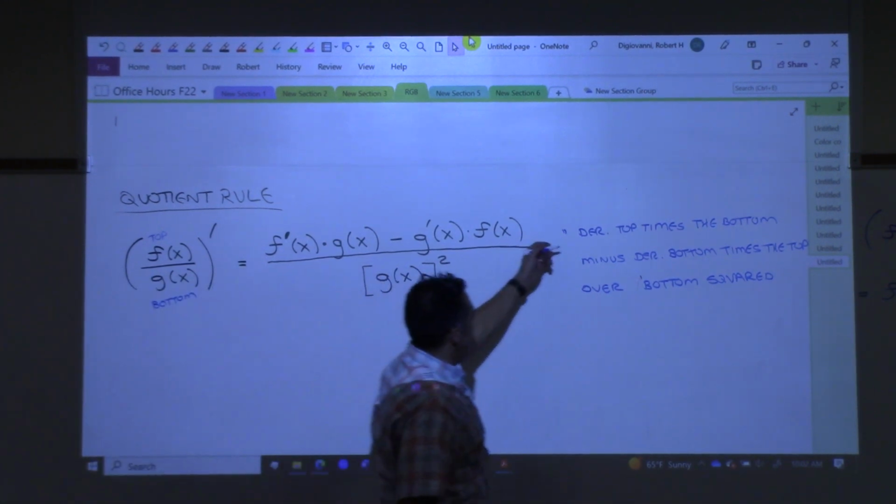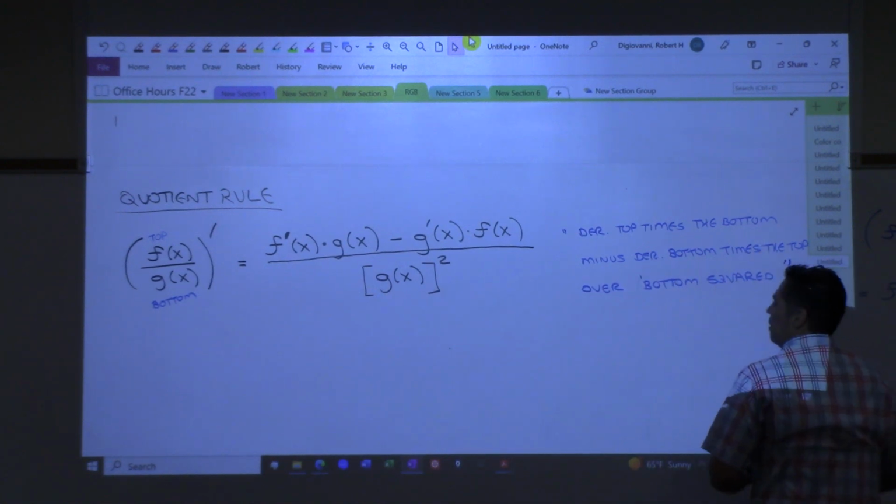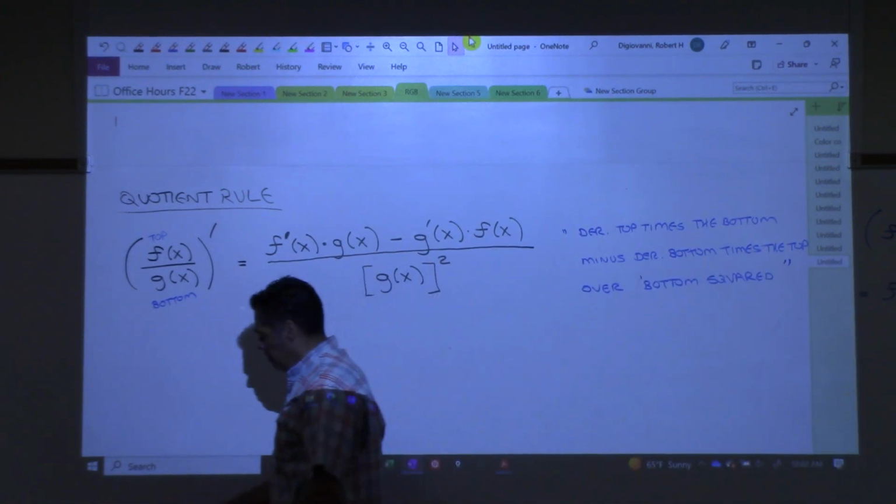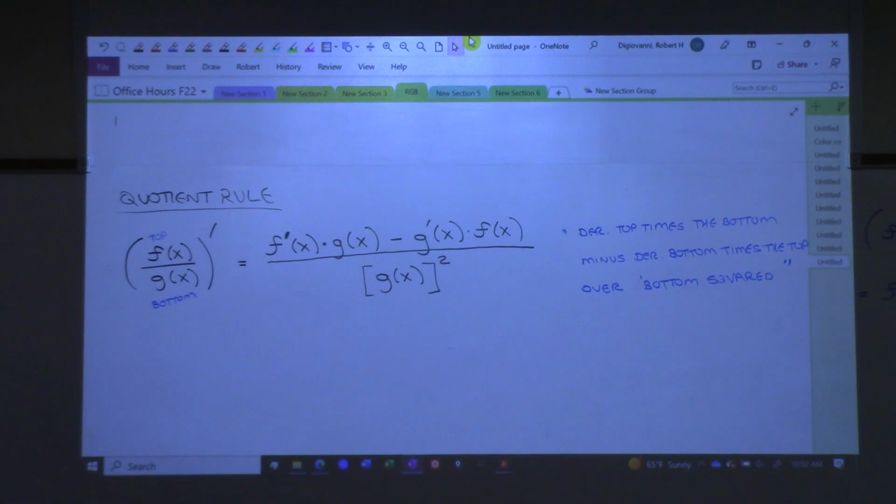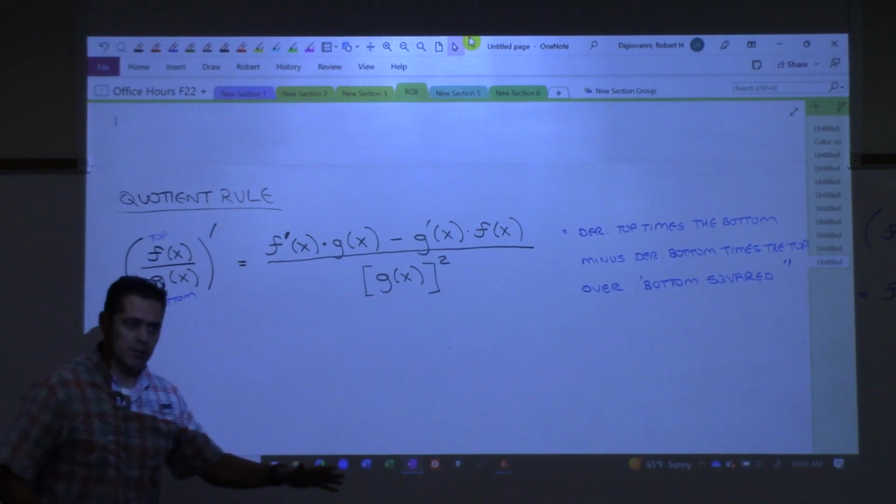You'll hear me say that as we proceed. I'll say, okay, we've got a quotient rule. We're going to do the derivative of the top times the bottom minus the derivative of the bottom times the top, over the bottom squared.